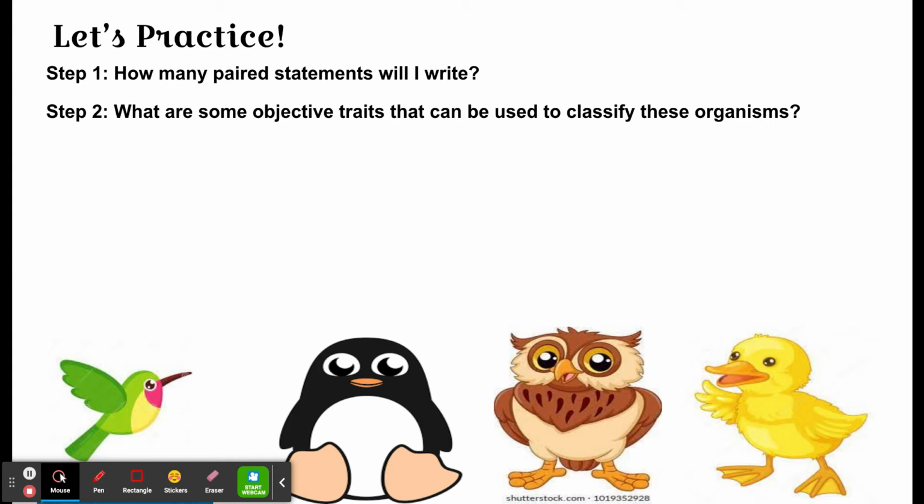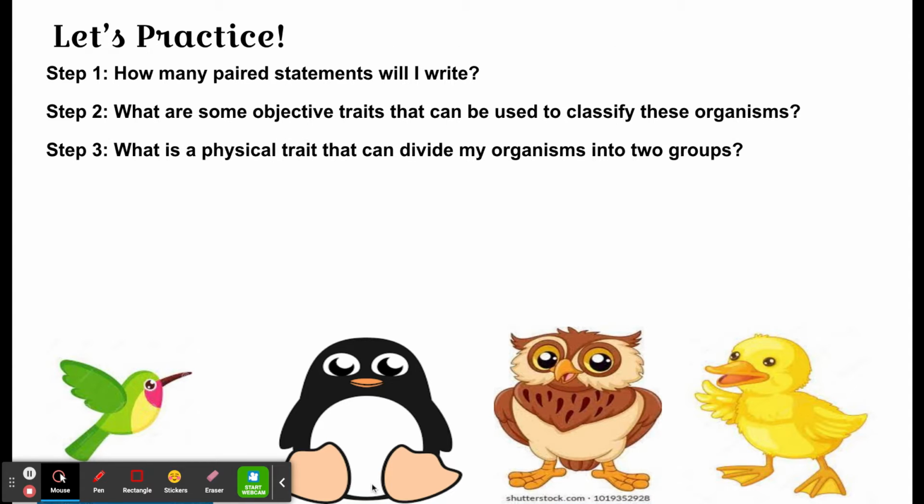Maybe their color, maybe the fact that they have different types of footing, maybe that they fly or don't fly. Those are things that we could use to classify these organisms, right? And you look at some physical traits too, like we just did, in terms of their footing, maybe if they can fly, their color, the shape of their beak. All of those things could work.